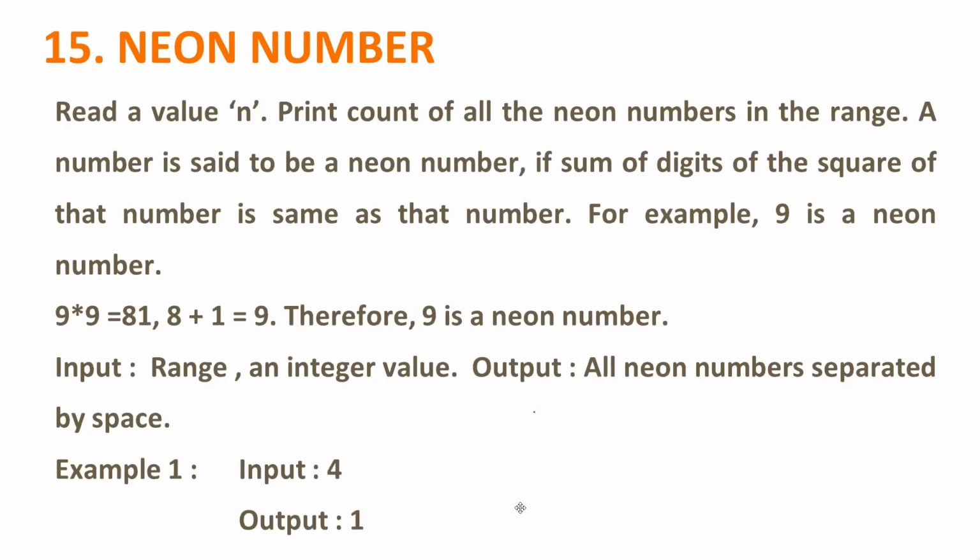See, what the question is asking, we have to understand first, right? So, print the count of all the neon numbers in the range. A number is a neon number if the sum of digits of the square of that number is the same as that number. For example, the square of 9 is 81, and if I take the sum of the digits, I receive 8 plus 1, which is 9. Then if this sum is equal to the number, I can say the number is a neon number.